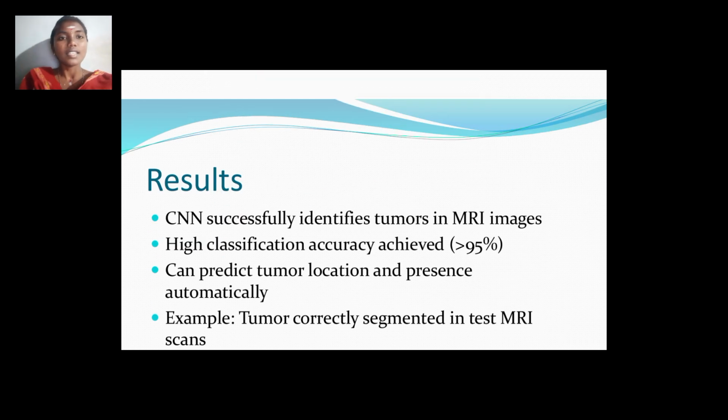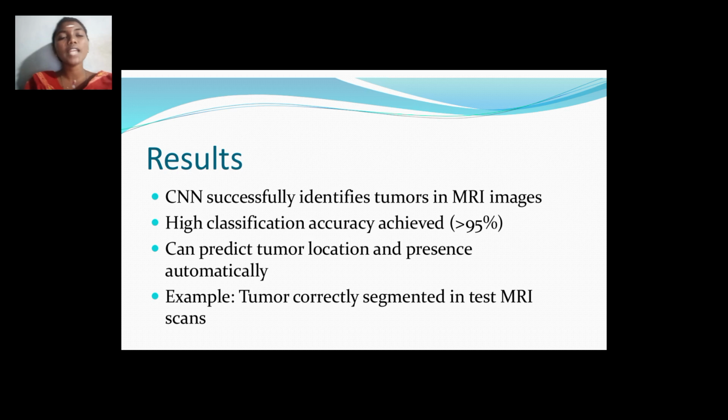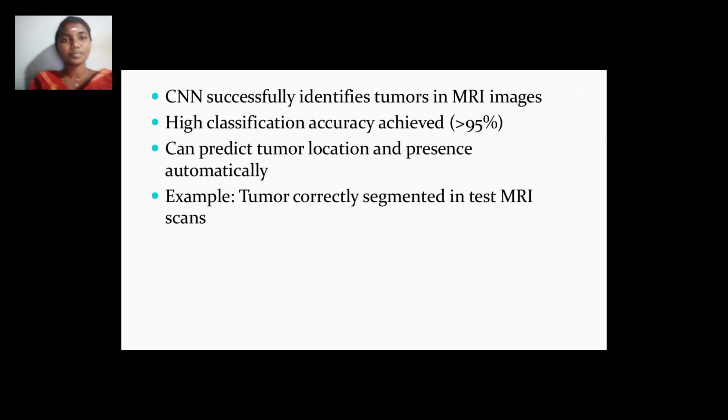And results. The convolutional neural network successfully identifies the tumor in MRI images, and it gives high classification accuracy, approximately above 95%. It can predict the tumor location and presence automatically. For example, the tumor is correctly segmented in test MRI scans.